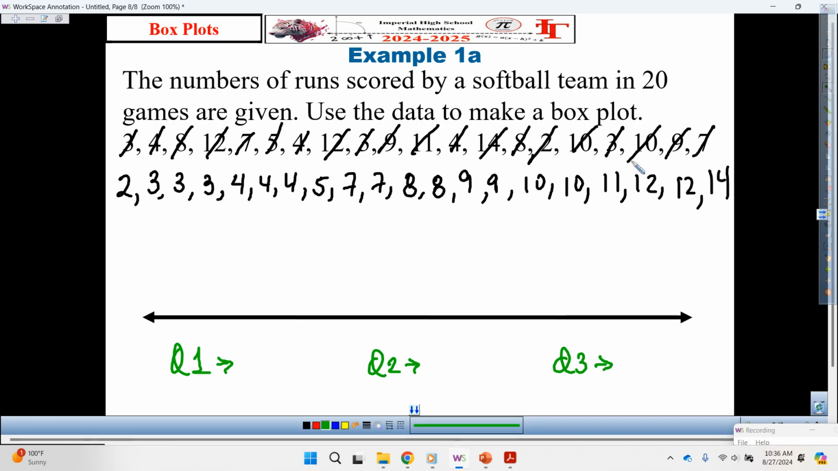All right, let's see. 20 data numbers, so let me count 10 of them: 1, 2, 3, 4, 5, 6, 7, 8, 9, 10. That means this way is another 10. Is there anything in the center after that 10? No. So what do we do to find Q2? 7 plus 8 is 15, divided by 2, is 7.5. Okay, we got that. That divides the data into the lower data and the upper data. So find me now Q1 and Q3.